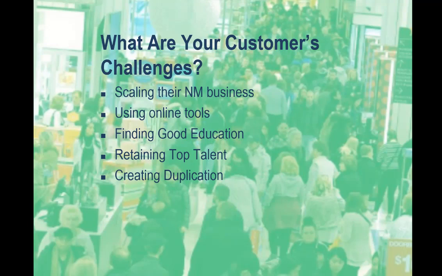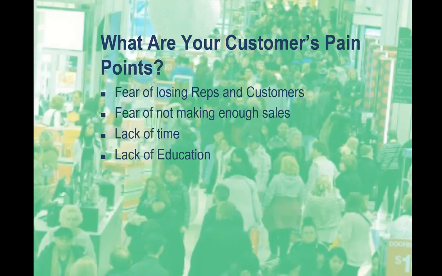But when you come to a customer's pain, a pain is something that really causes distress. It really troubles you. It makes you have to give great care to it. It takes a lot of effort to resolve the issue. So those would be things like a fear of losing reps and customers. For a network marketer, that's like the top one. The fear of not making enough sales, because that's their money. If they don't make sales, they don't make commission, and they don't make residual income.